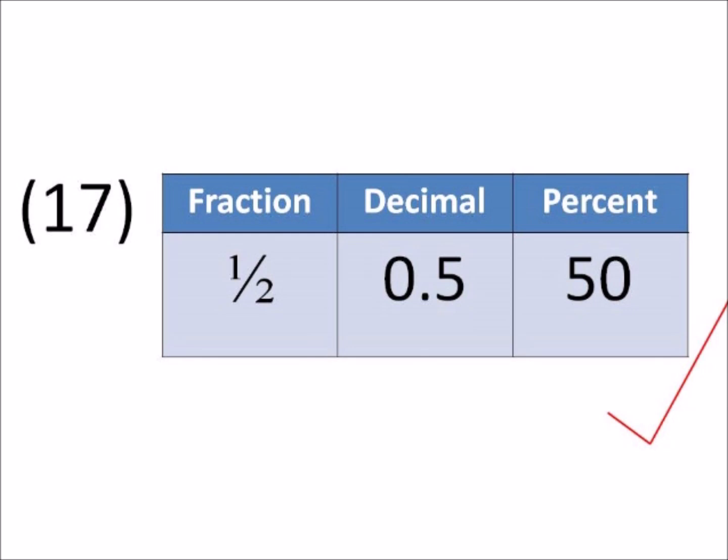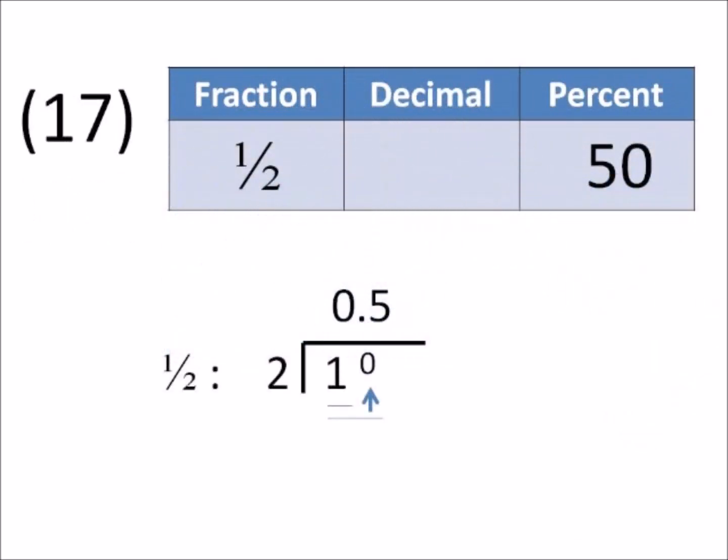Okay, a half is 0.5, 1/4 is 0.25, 3/4 is 0.75. So a half is 50%, a quarter would be 25%, 3/4 would be 75%. Those you need to know right away. Okay, and there I did the division for you using a half.